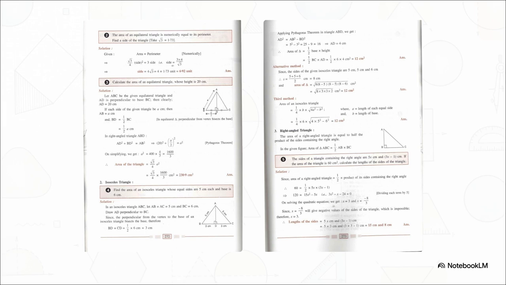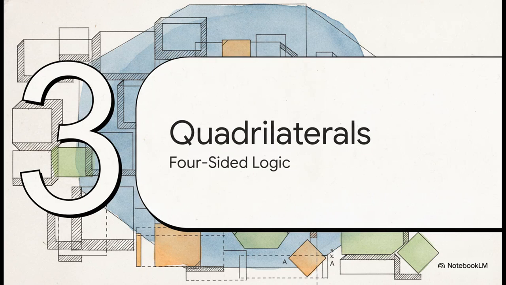Pretty neat, right? And then you have the right angle triangle, which is even better. Its two legs already form a 90-degree angle, so the area is just half the product of those two perpendicular sides. Simple as that. Up next, Section 3, calculating complex quadrilaterals, four-sided logic.